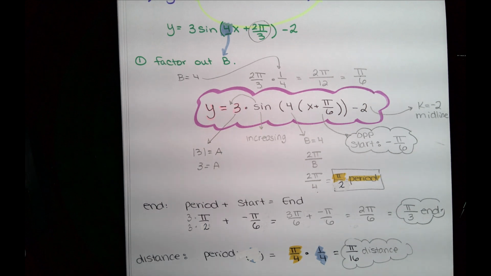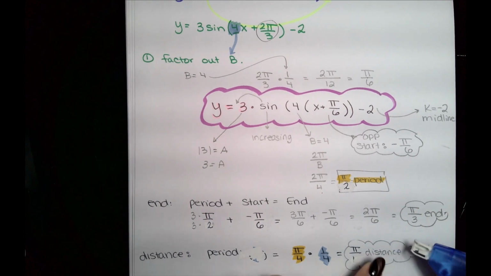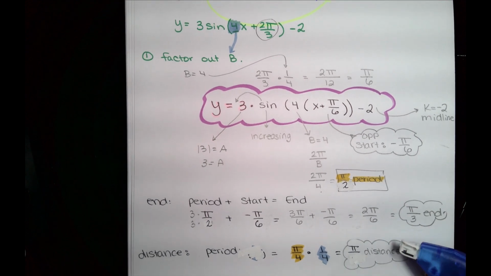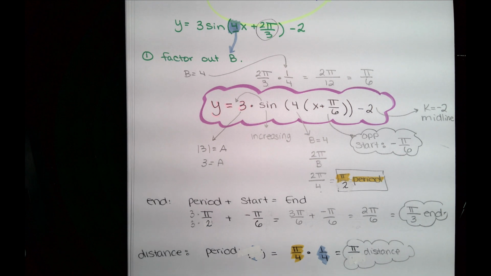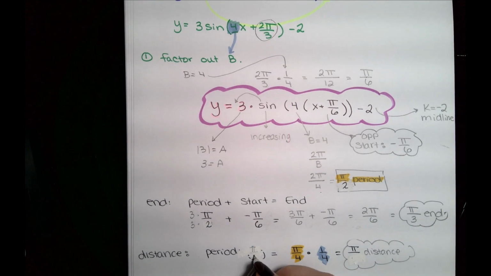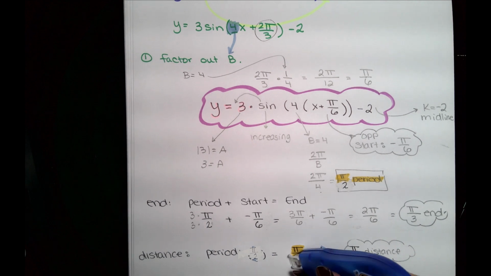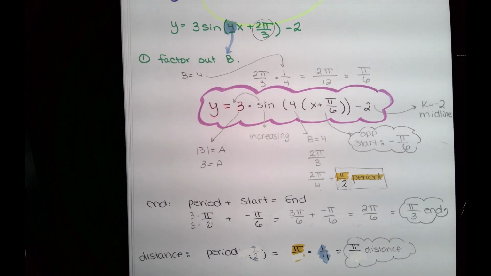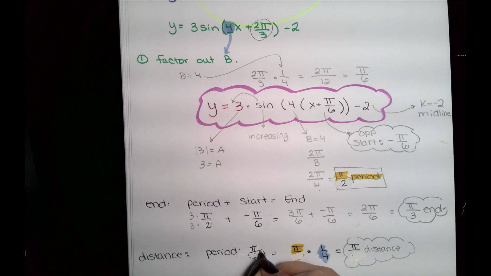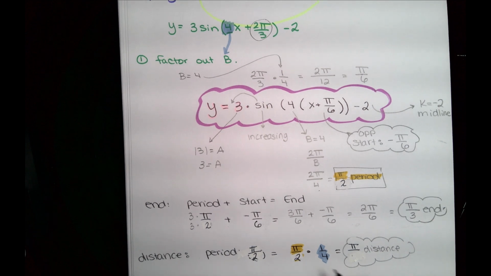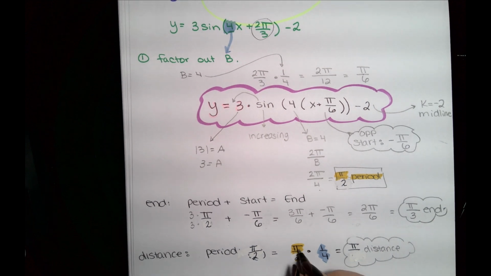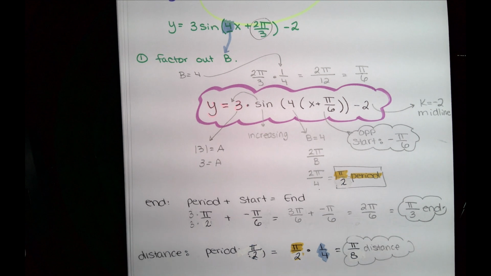Which then is going to change our distance. My period was pi halves. Let's change that. And again, I apologize for the mistakes. Things happen. I am a human. And we're going to multiply this straight across. Pi eighths.